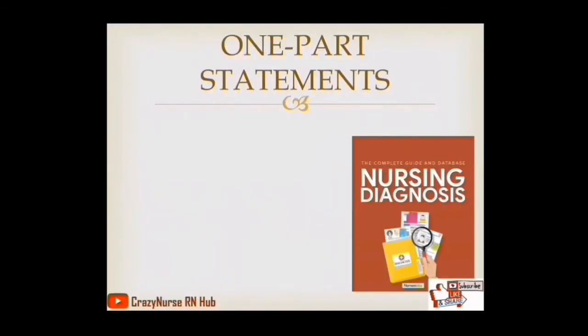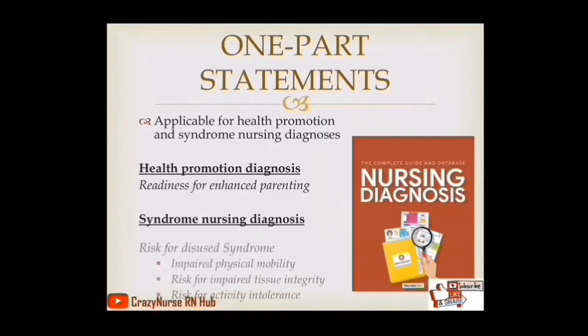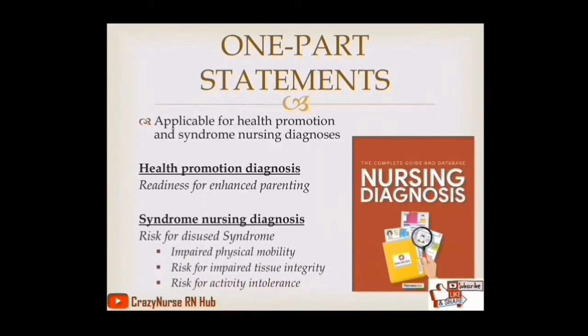First is the 1-part statement. It is applicable for health promotion and syndrome nursing diagnoses. For the health promotion diagnosis, we have readiness for enhanced parenting. And for the syndrome nursing diagnosis, risk for disuse syndrome, impaired physical mobility, risk for impaired tissue integrity, and risk for activity intolerance.